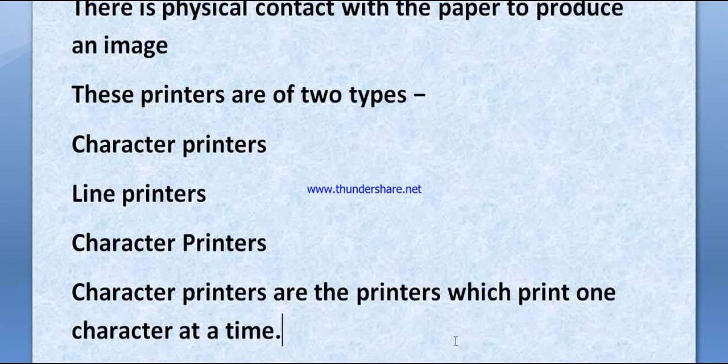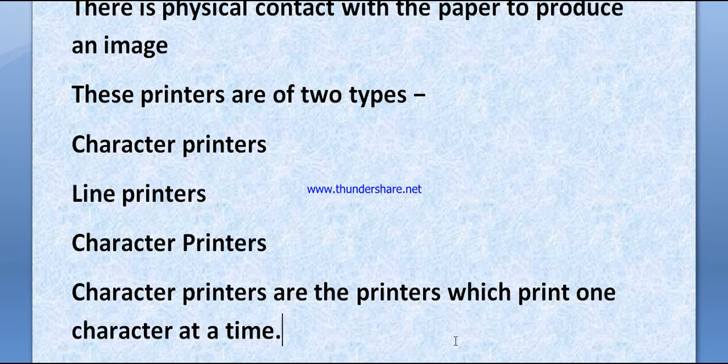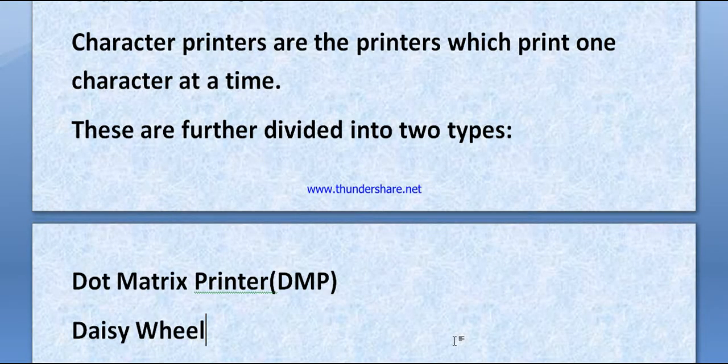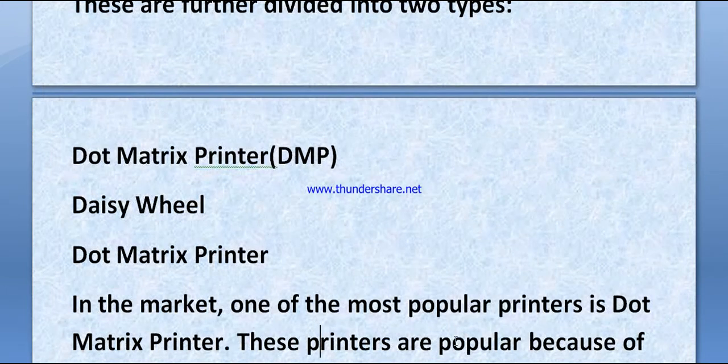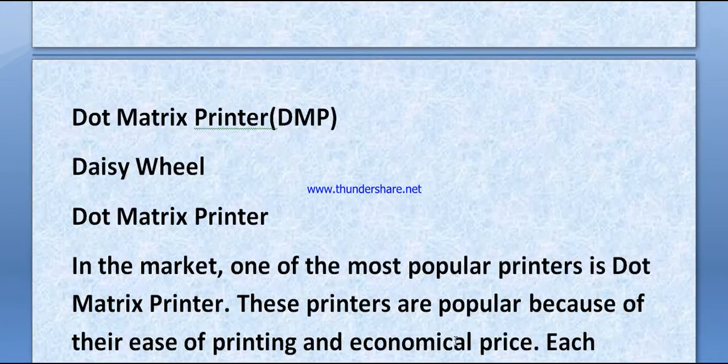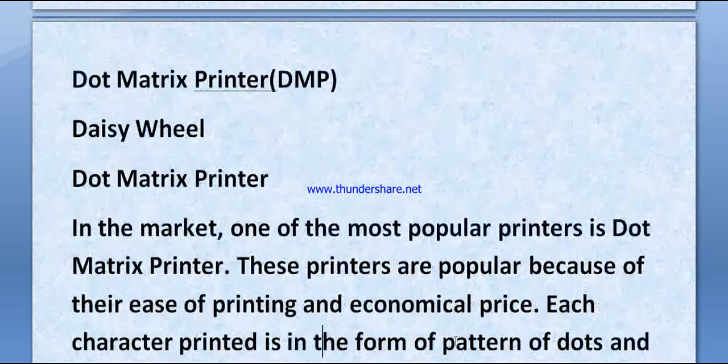Character printers are the printers which print one character at a time. Character printer means one character at a time is printed, and line printer means one line is printed at a time. Character printers have two categories: dot matrix (DMP) and digital. In the market, one of the most popular printers is the dot matrix printer.